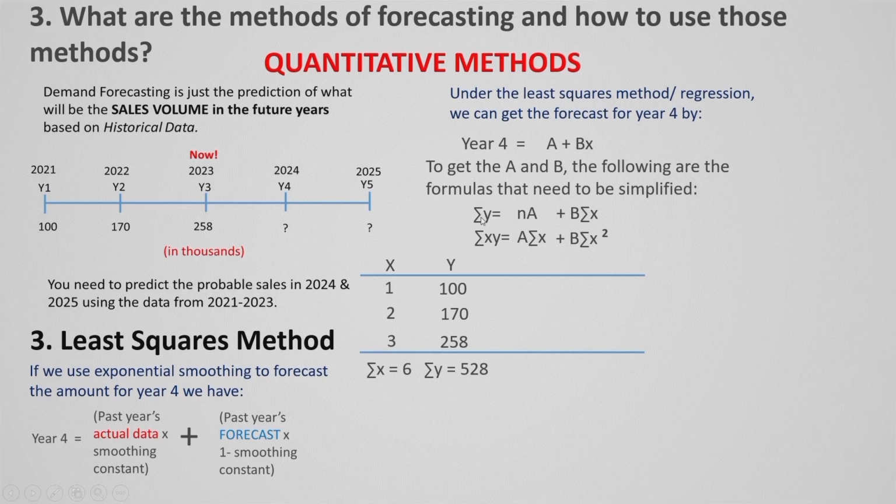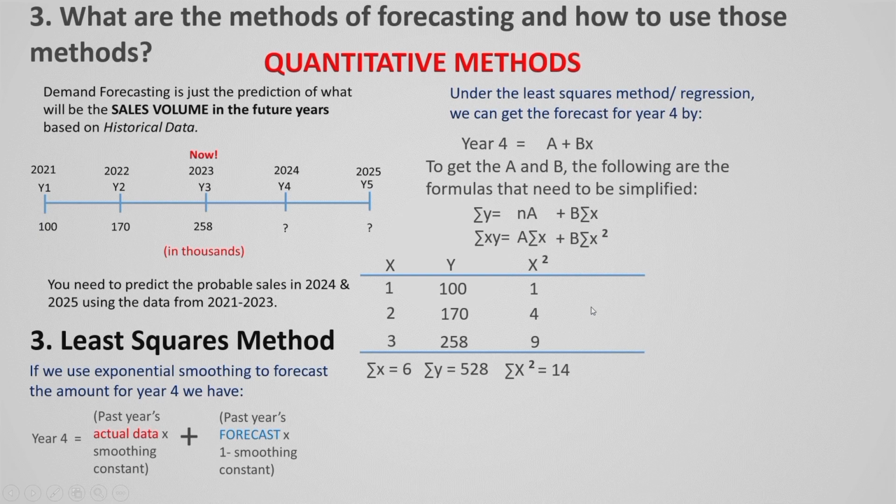Again, easy, right? Now, let's add the third column and name it X squared, because we need the summation of X squared in this formula. The X column amounts will just be multiplied by their own. So we have 1 times 1 equals 1, 2 times 2 equals 4, and 3 times 3 equals 9. Now, 1 plus 4 plus 9 equals 14, which is the summation of X squared. Again, easy, right?